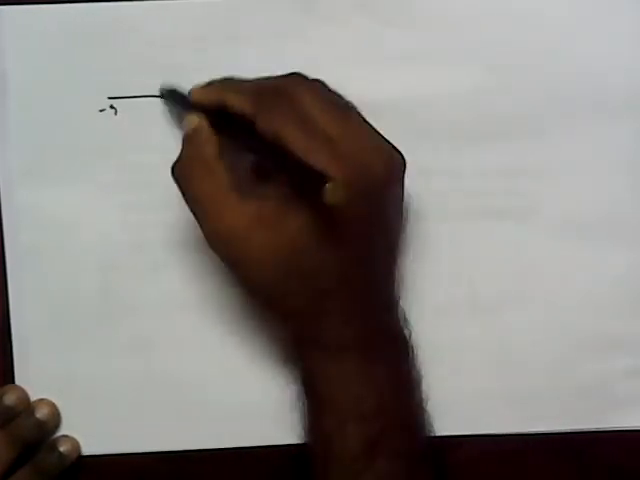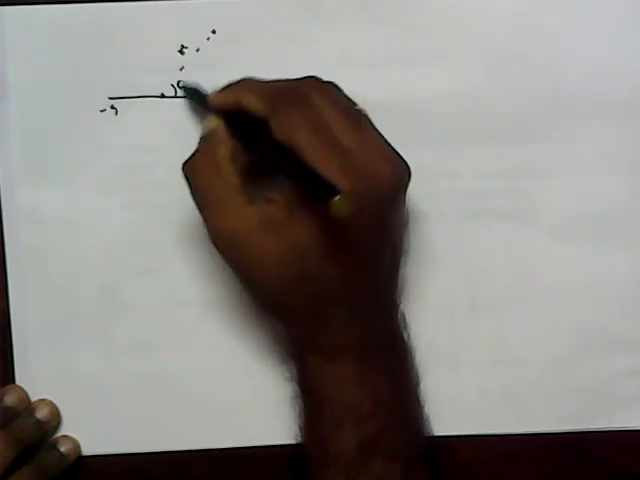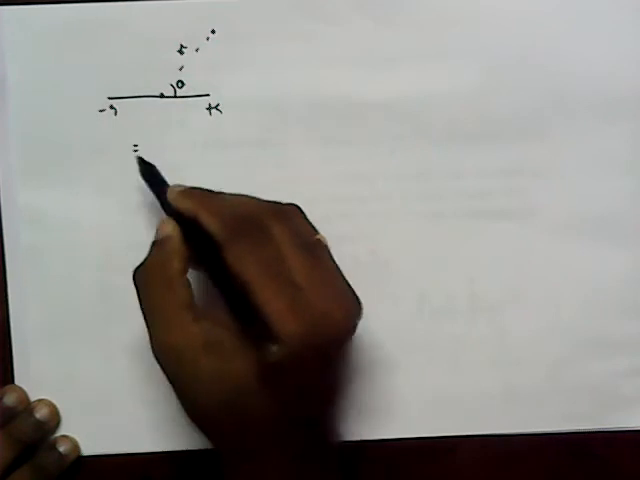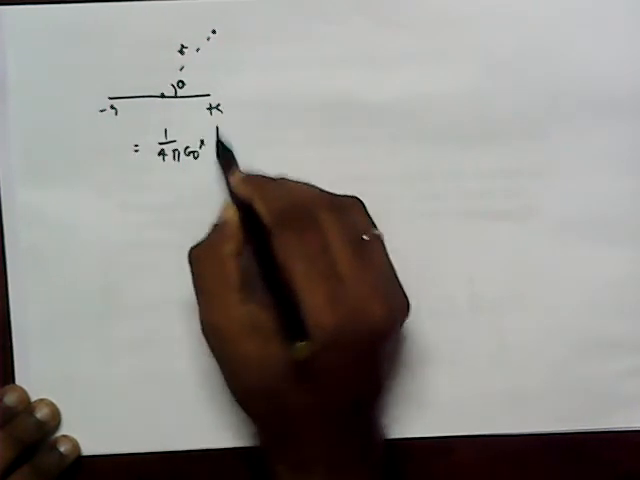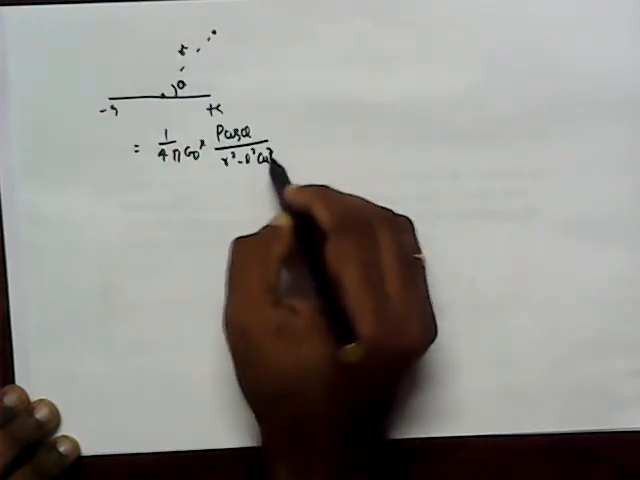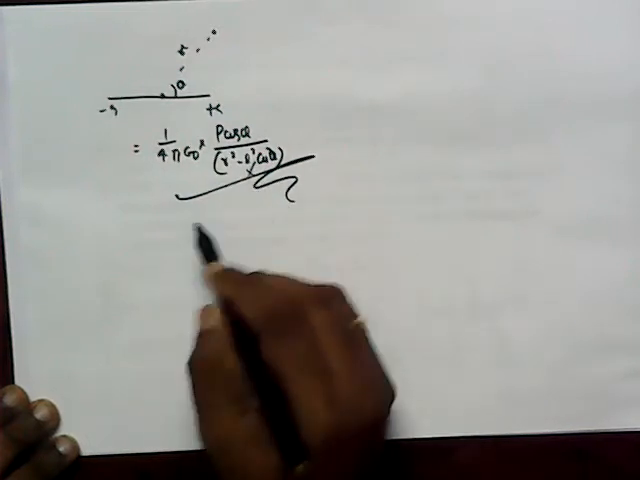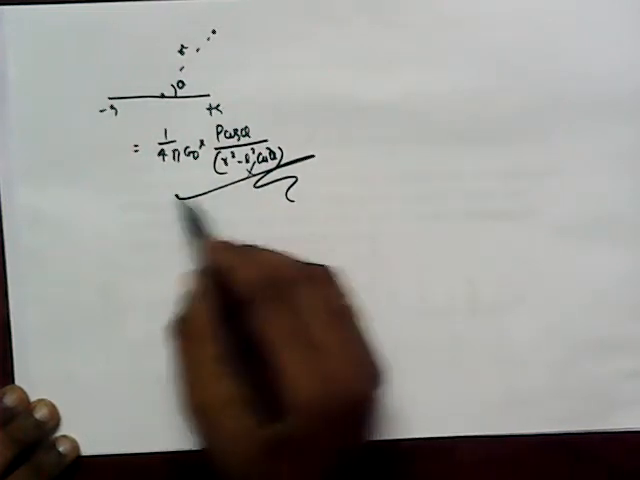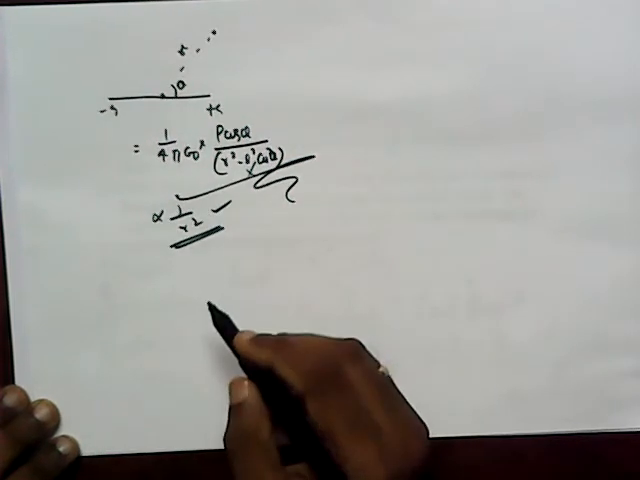At any point, say this is a dipole with minus Q, plus Q, and from the center, that location is at a separation r with an angle theta. You know, the potential is 1 by 4 pi epsilon 0 into p cos theta divided by r square minus l square, the whole square. So already we know the concept. For a short dipole, we neglect this quantity. So we can say that the potential is proportional to 1 by r square.